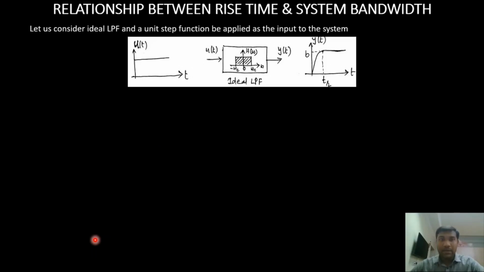So let us derive a relation between rise time and system bandwidth. To derive this relation, I am considering my system to be an ideal low pass filter. This ideal low pass filter has a cutoff frequency omega c, and at the input of the system I am applying a unit step function.